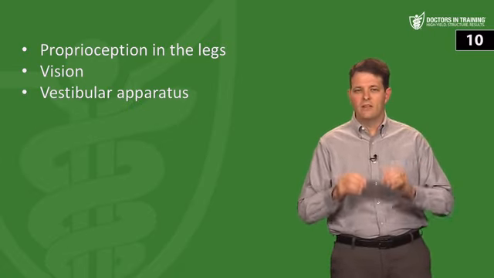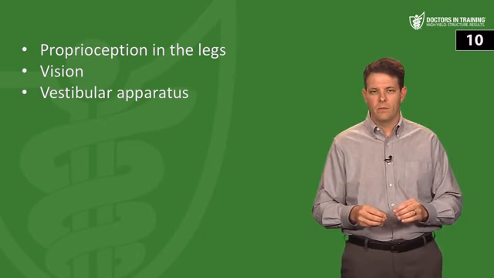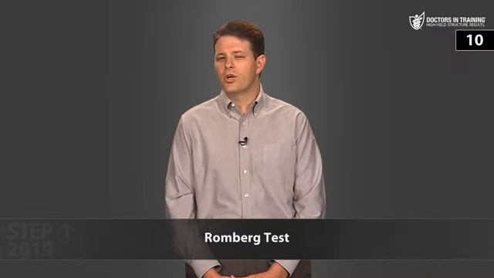The Romberg test does not test the cerebellum. Dr. Romberg saw lots of patients with tertiary syphilis, and he developed this test as a way to check for tabes dorsalis, which affects the dorsal columns and proprioception.